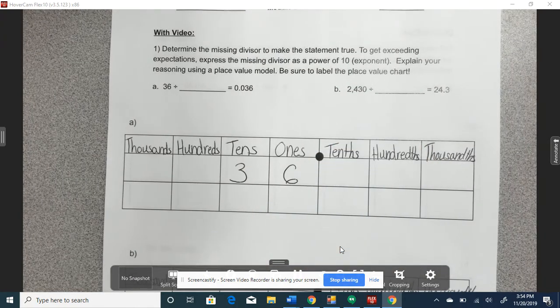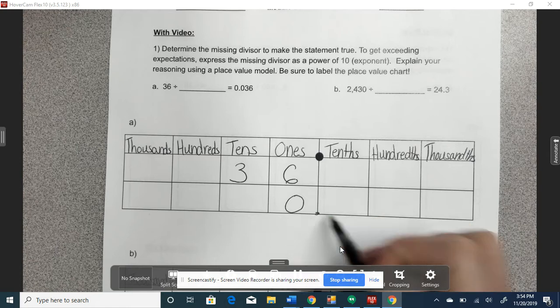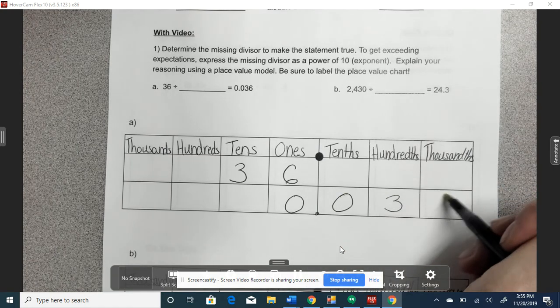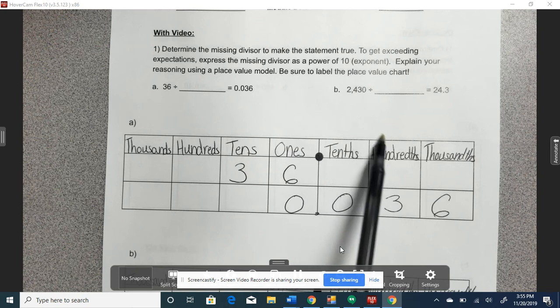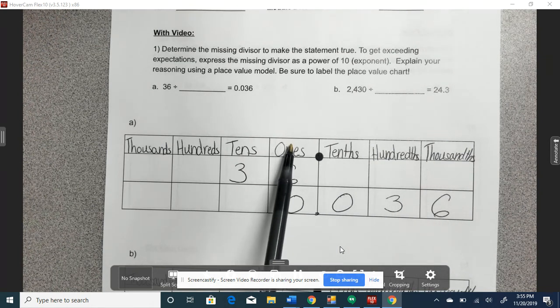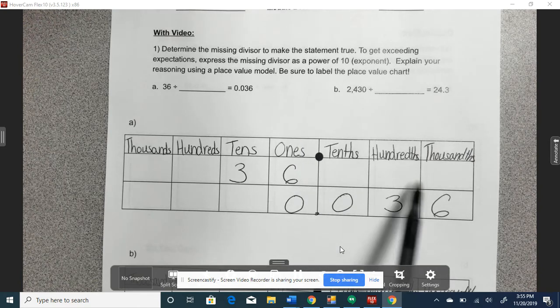We're going to have our quotient, or our answer, as 36 thousandths. So I'm going to put a 0 in the ones place. We have our decimal point, 0 in the tenths, 3 in the hundredths, and 6 in the thousandths. We moved the 6 from the ones place to the thousandths place. We shifted over 1, 2, 3 places. When we divide by 1,000, we just move each digit 3 places to the right.